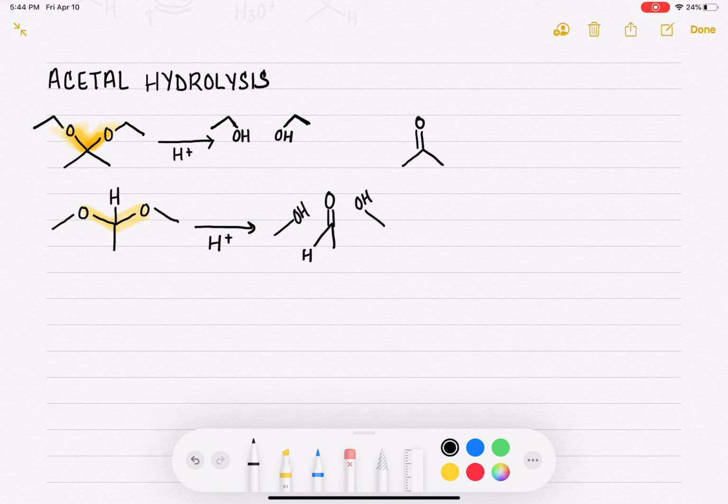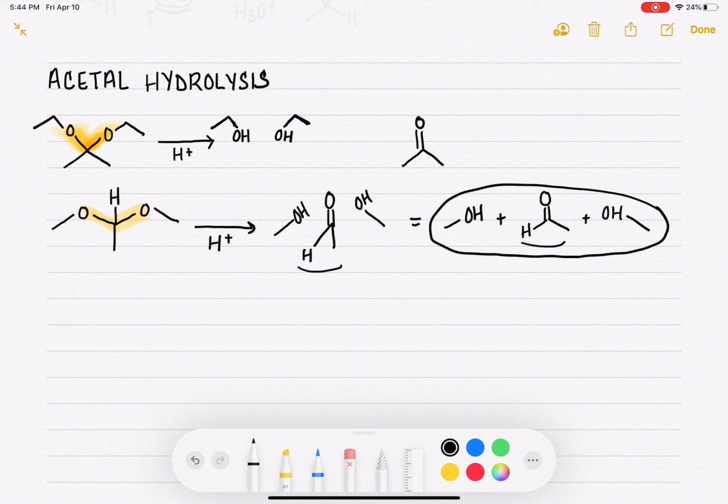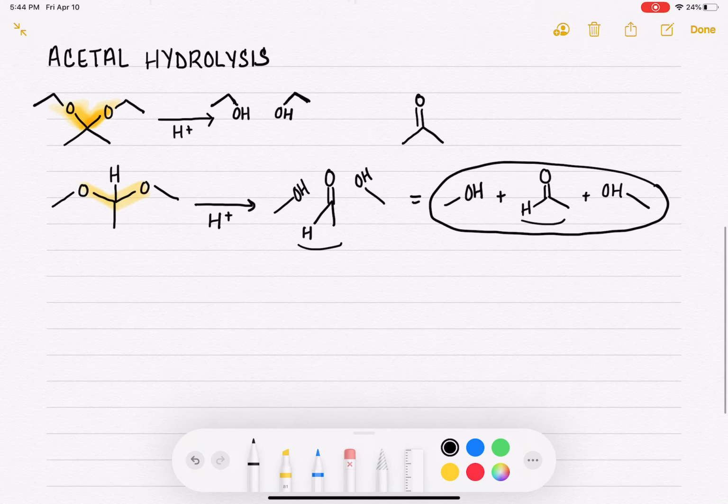So this reaction is making 3 products. Let me rewrite them. It's making this alcohol. That looks really weird drawn in line structure, but there it is. It's making this ketone, this guy right here that I've cleaned up nice. And then it's making another alcohol, which also looks kind of weird in line structure. There it is. So we get 3 different products from this reaction. Let's try another one.